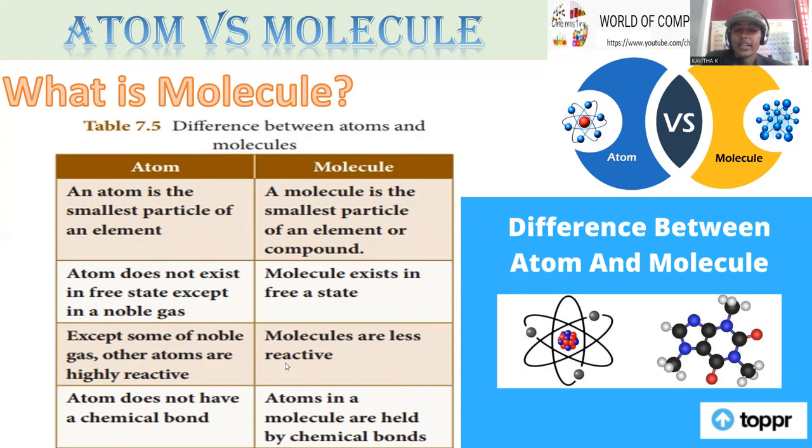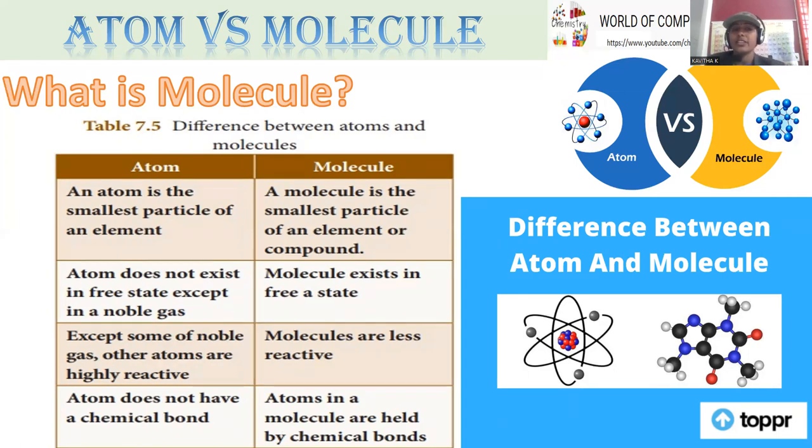Molecules are less reactive because they have already reacted, and only then was the molecule formed, so it is less reactive and more stable in nature. Atoms do not have any chemical bond, so in the atomic state chemical bond formation is not possible. But atoms in a molecule are held together through chemical bonds.